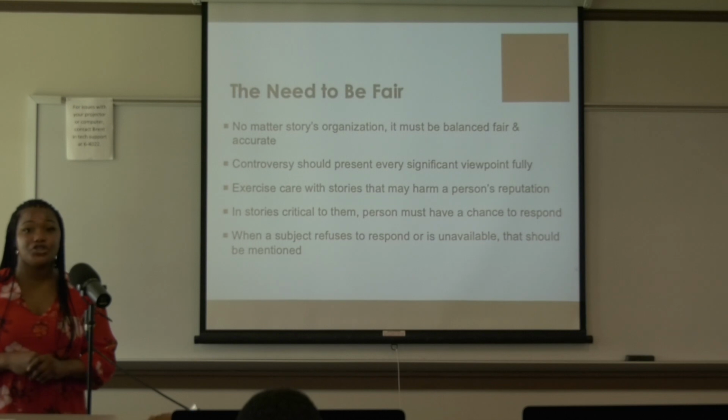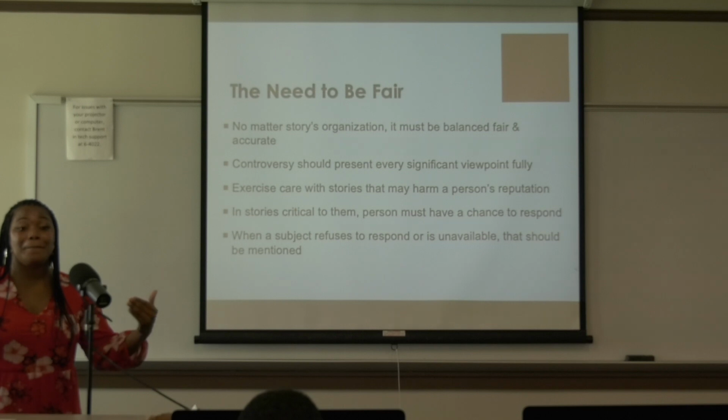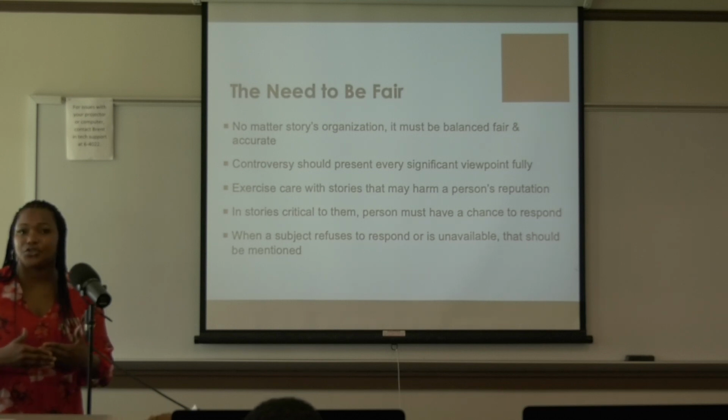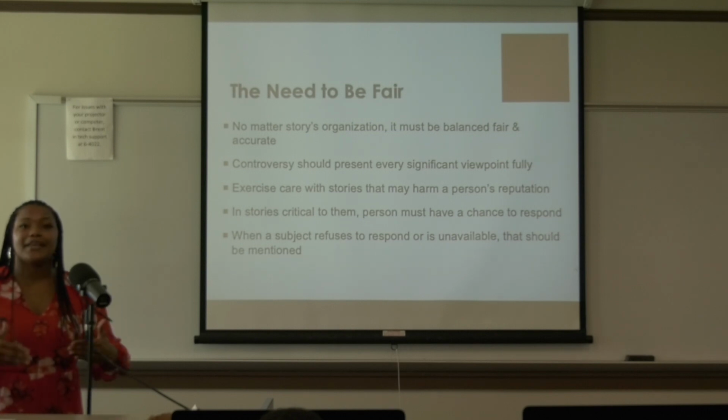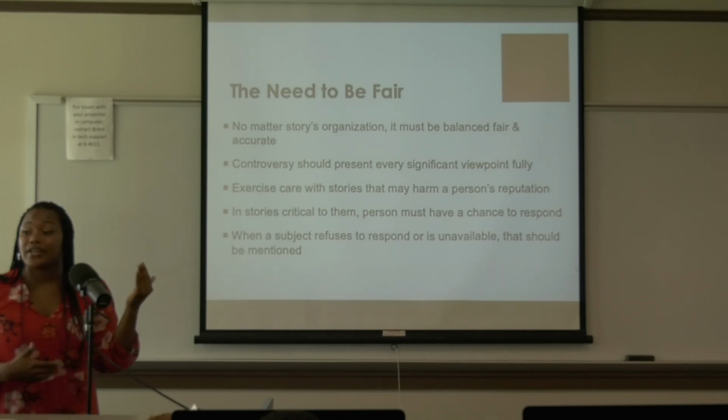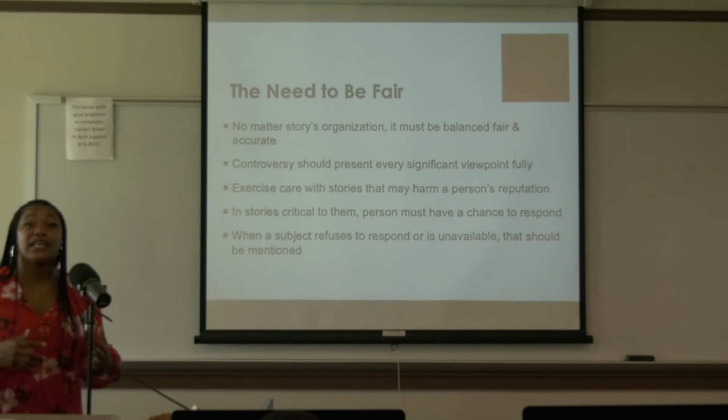So if you're writing about a controversial issue or an issue that has varying points of view, you want to do your best to include all of those varying perspectives. And if you can't, you probably need to ditch the story, because you do your audiences a disservice if you do not give them all sides of the story. Thus, they can't make informed decisions about how they want to feel about a topic, or make decisions about how they want to do things that govern their lives. So when a subject refuses to respond or is unavailable, it should be mentioned, or again, scratch the story altogether. That's the end.